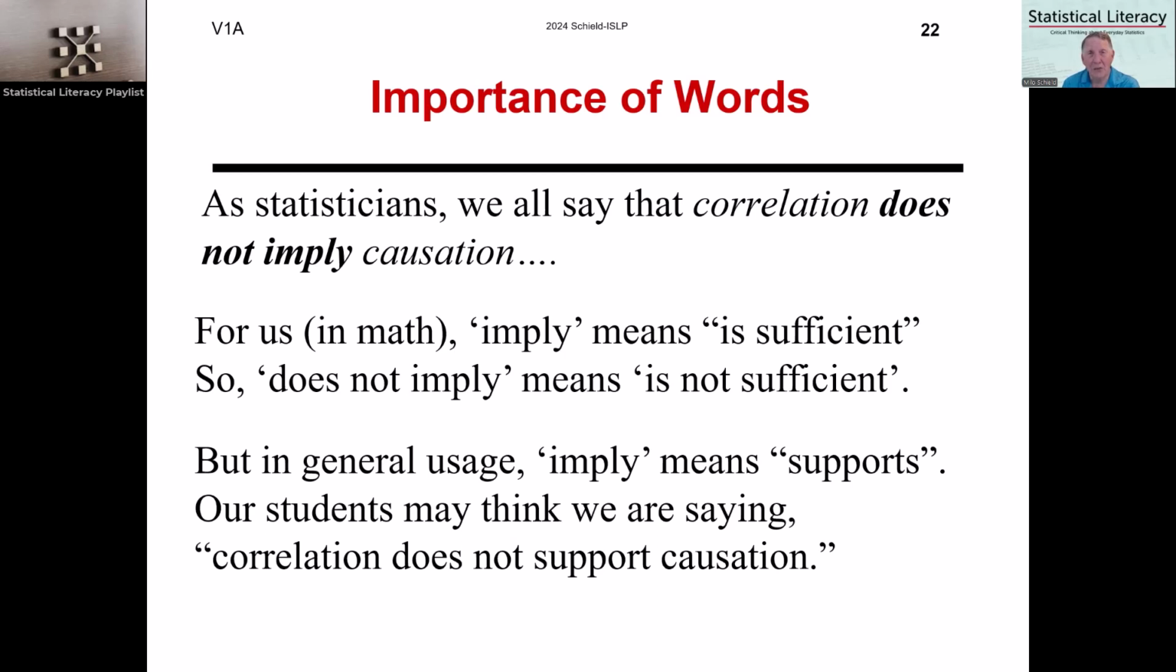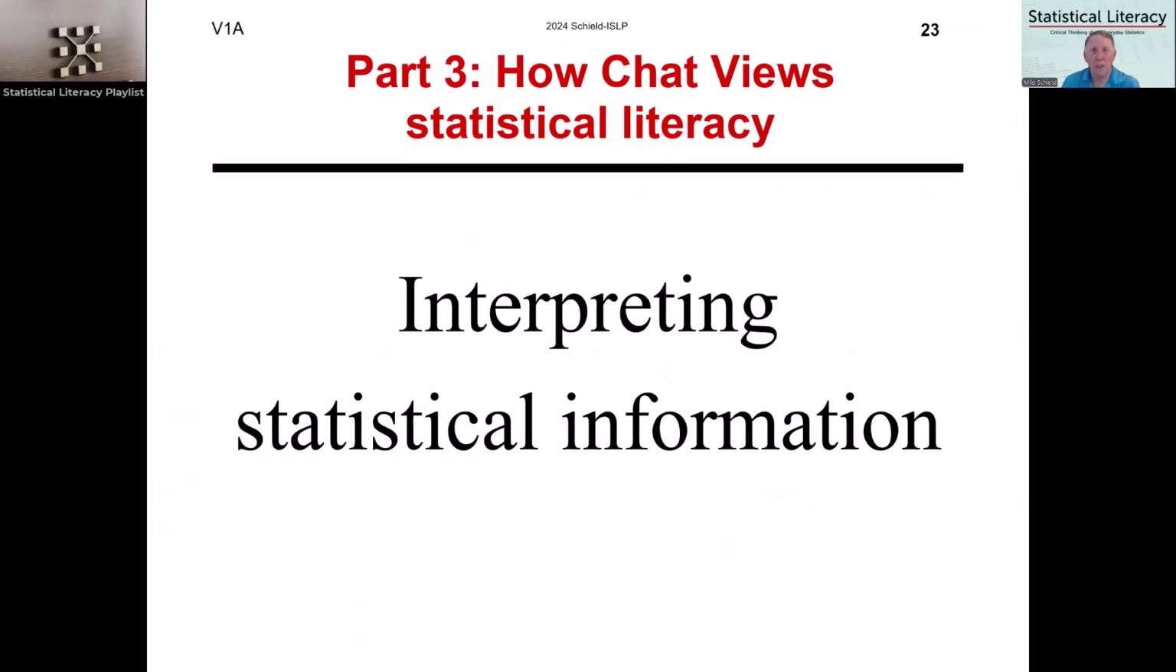As human beings, seeing correlations, connections, associations, that's how we develop our knowledge of causation. How can they be saying that? I don't understand. Again, the importance of words, the importance of communication. Now I want to switch to another element of statistical literacy according to Chat, and that's interpreting.